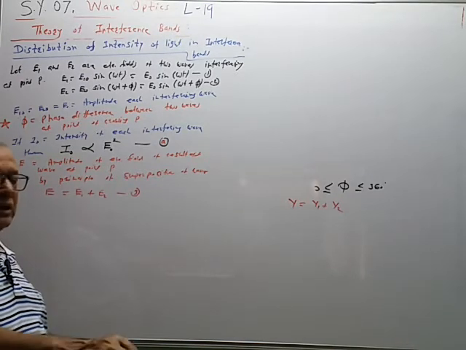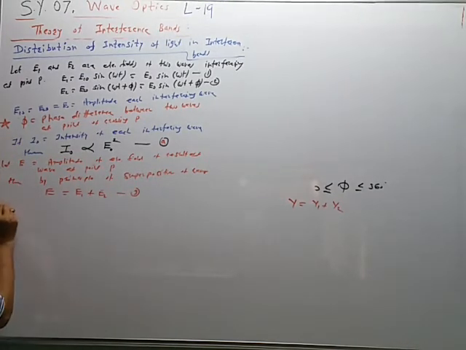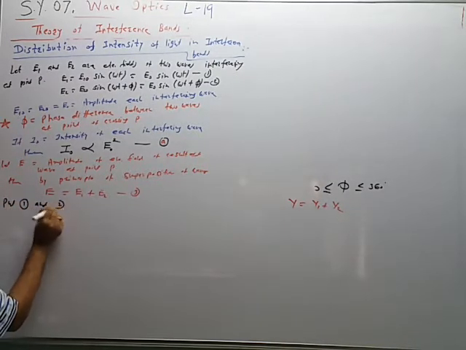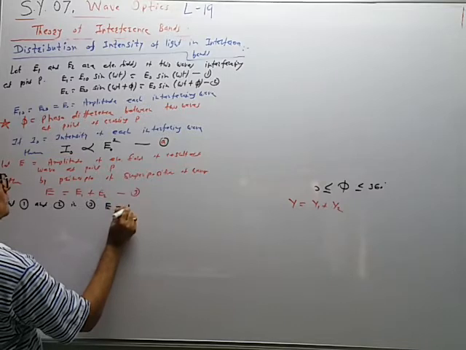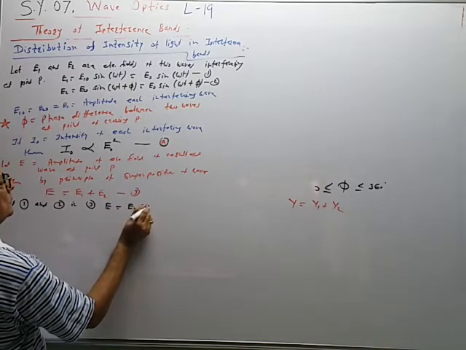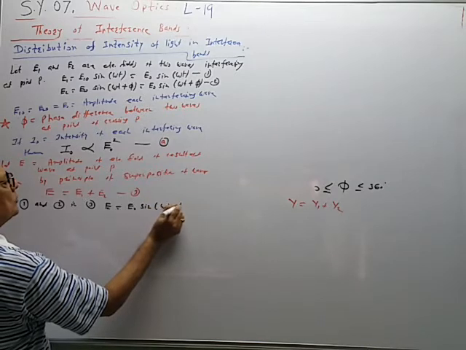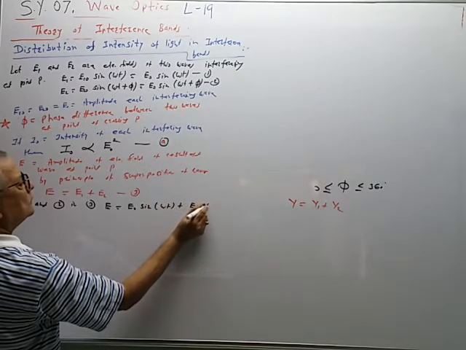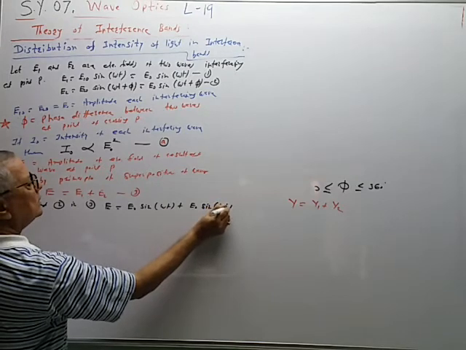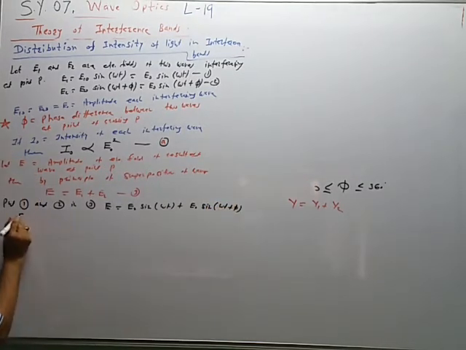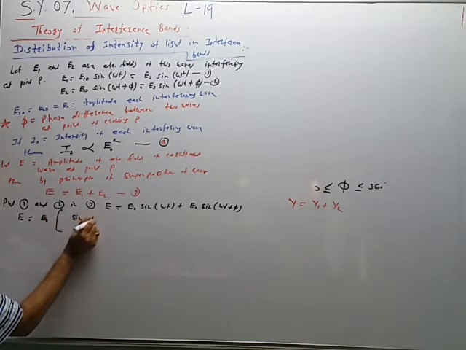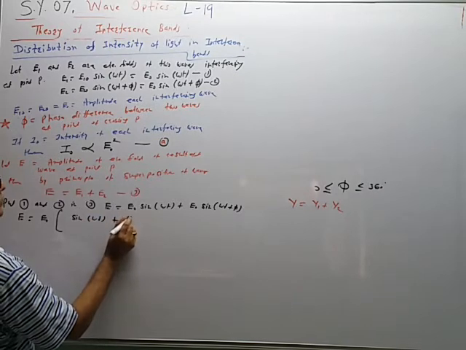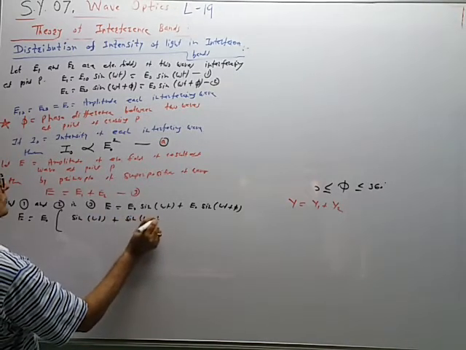So using 1 and 2 in 3, put 1 and 2 in equation 3. So E is equal to E0 sin of omega t plus E0 sin of omega t plus phi, and therefore E is equal to E0 into bracket sin of omega t plus sin of omega t plus phi.